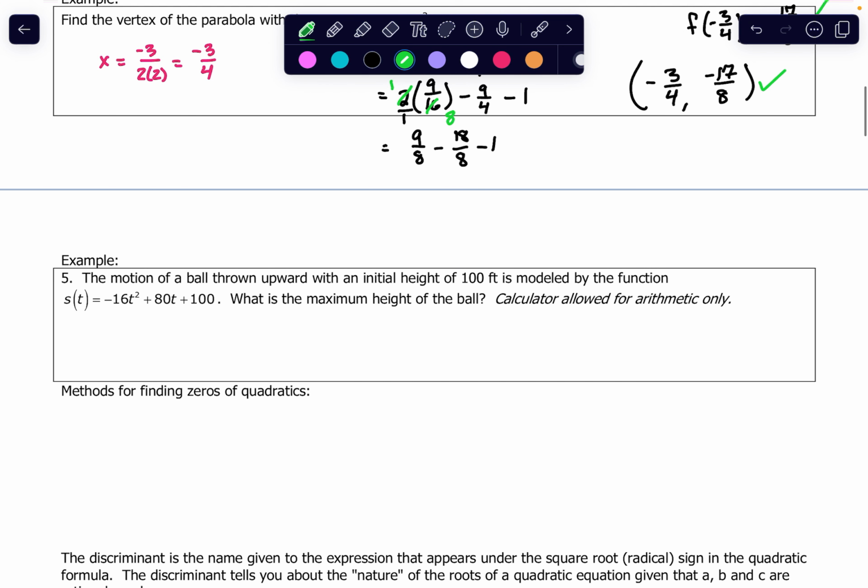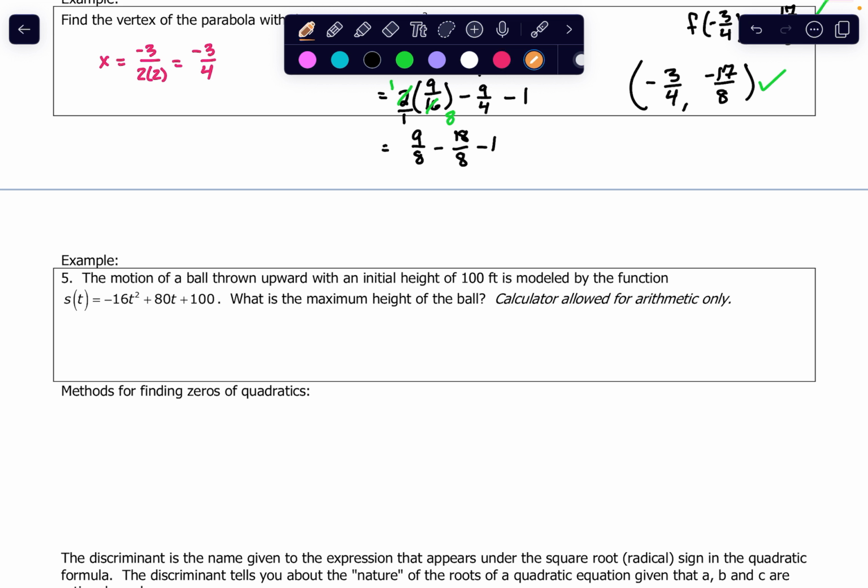Yippee! Let's deal with some real life examples here. So the reason we study quadratics so heavily is one, because they're the simplest besides a linear function. And second, it's because our whole system of gravity is based off of a quadratic model. It'd be interesting to imagine what life would be like if gravity was not based off of a quadratic model, but I digress. The motion of a ball is thrown upward with an initial height of 100 feet. It's modeled by the function s of t is equal to -16t squared plus 80t plus 100. What is the maximum height of the ball?